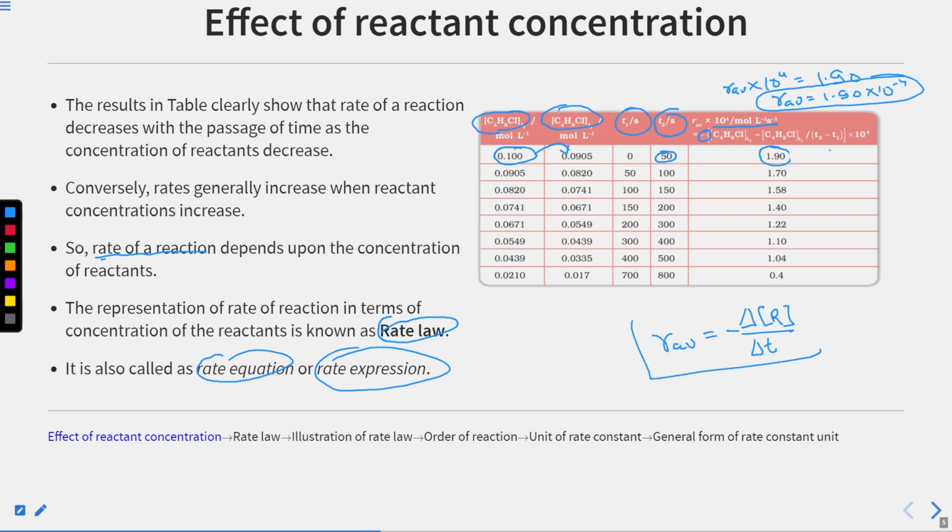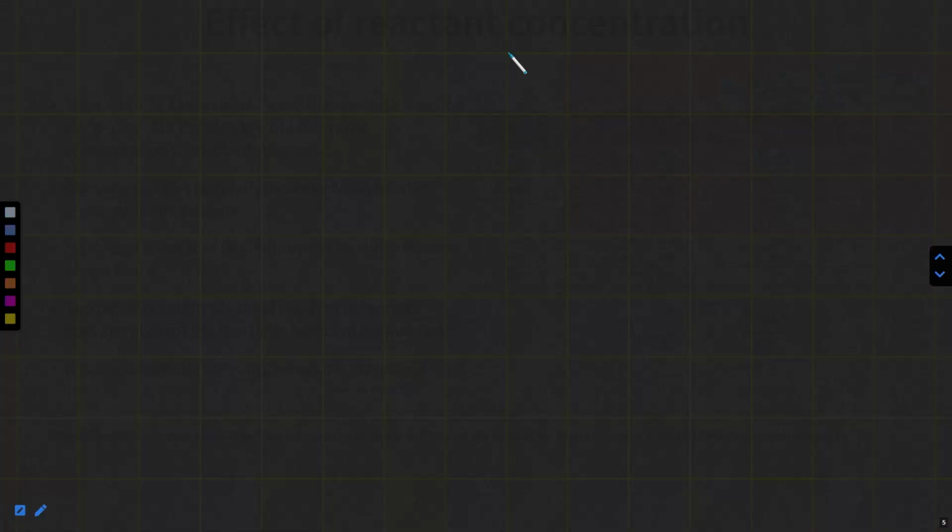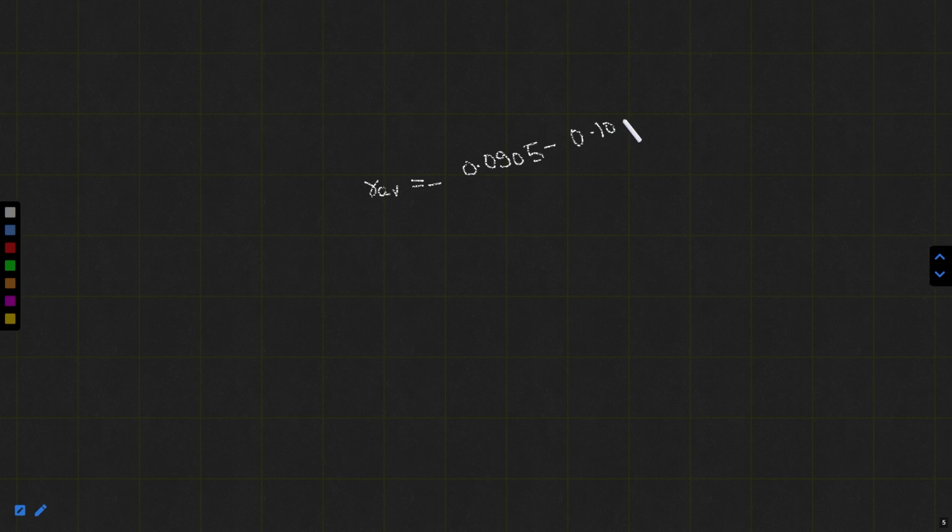So this formula you have seen. If I want to put all these values, suppose I am writing it here, R average would be given by negative sign, 0.0905 minus 0.100, divided by 50.